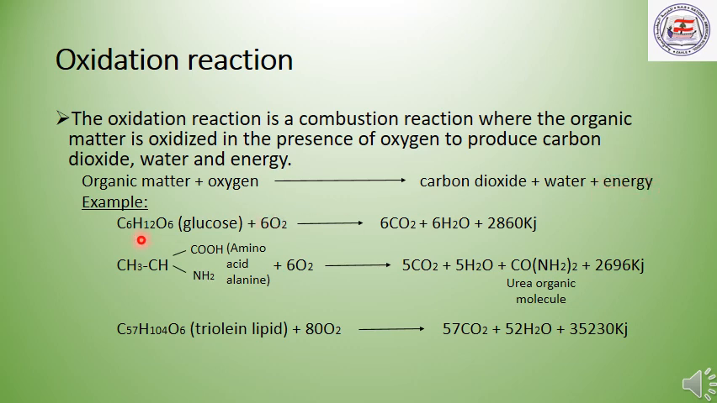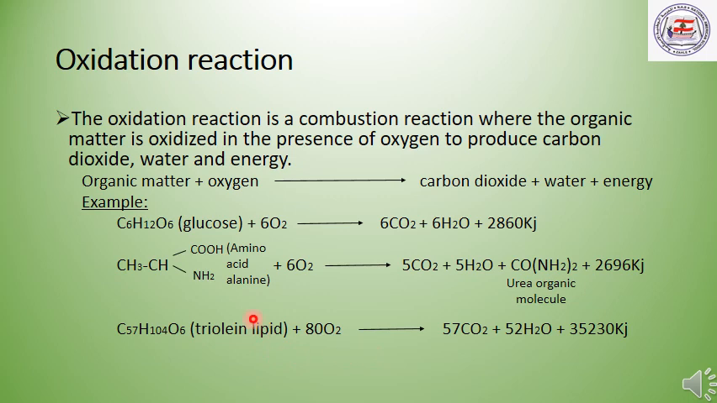Three examples for three different organic molecules, in their simplest form, are shown below. You can see that one molecule of glucose plus 6 molecules of oxygen is going to give 6 molecules of carbon dioxide plus 6 molecules of water and 2860 kilojoules. The same thing goes for the amino acid alanine and the lipid threonine.